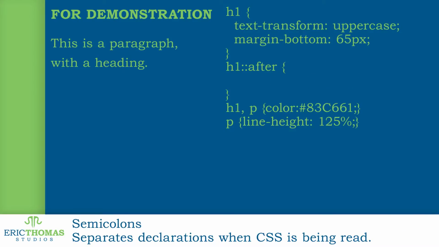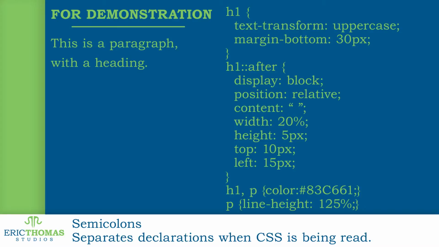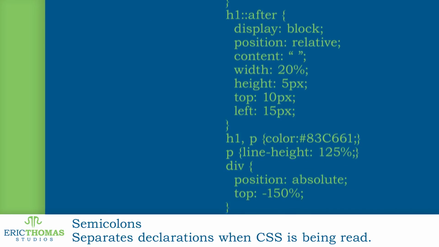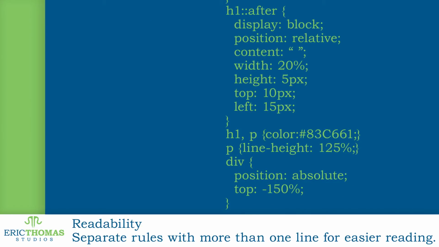After each of these declarations comes a semicolon, which acts as a break so that it will go on to the next style. And if there's more than one in a single rule, it's a good idea to separate them with an actual line break so you can easily read it.